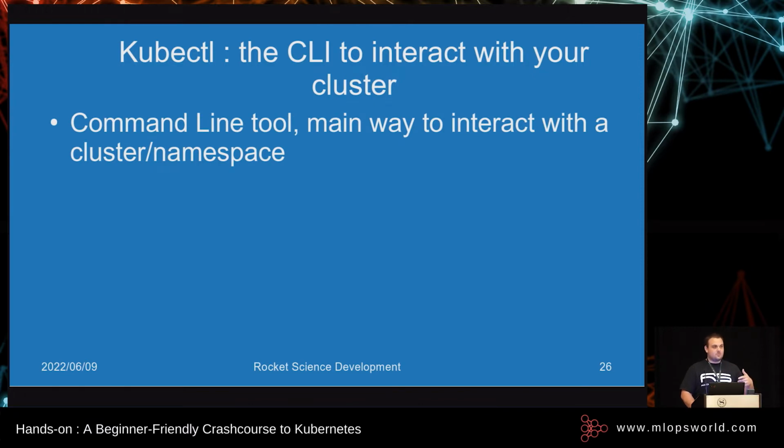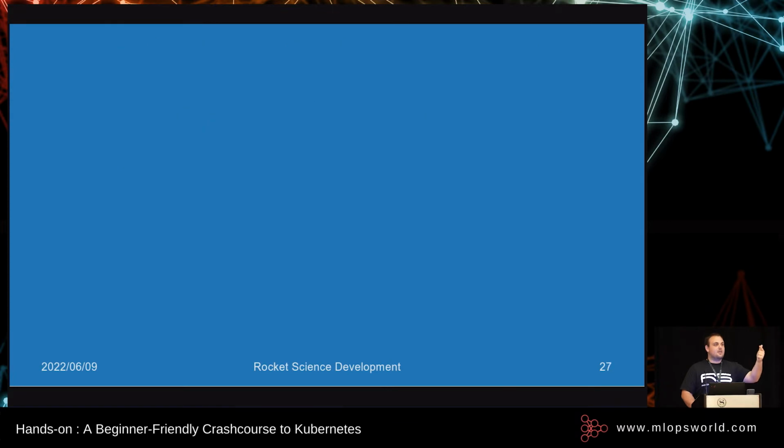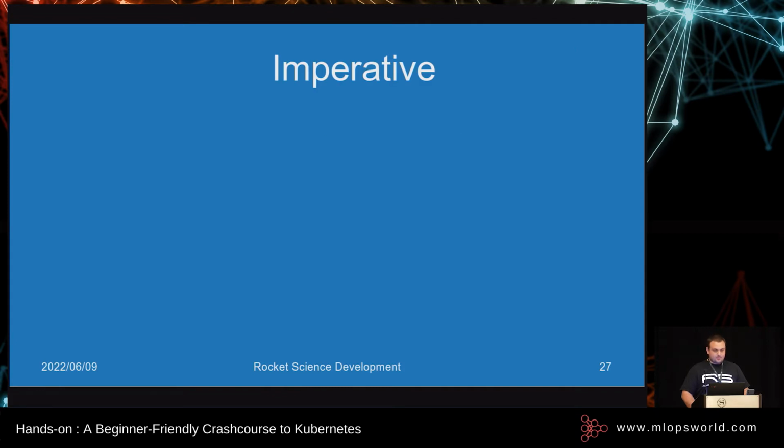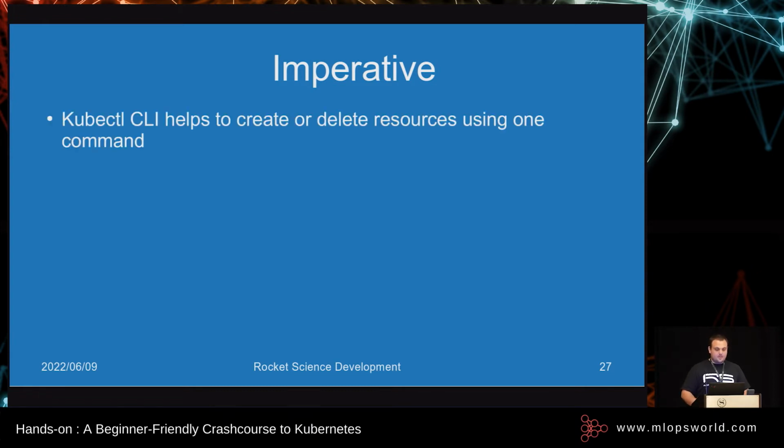It helps you define two important parameters: what cluster you are connecting to, and what namespace you are sending the command to, or where you are provisioning the resource. So the first way to use kubectl is to deploy or delete the imperative way.